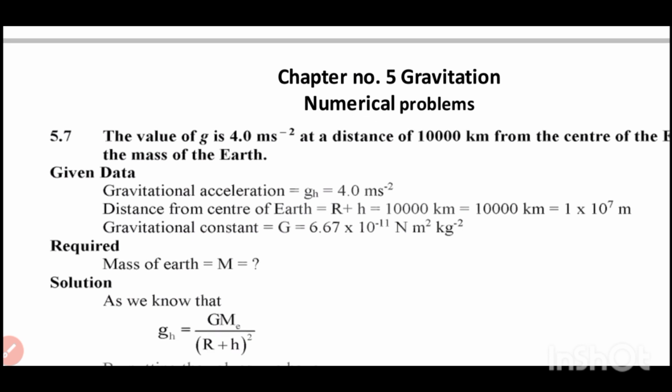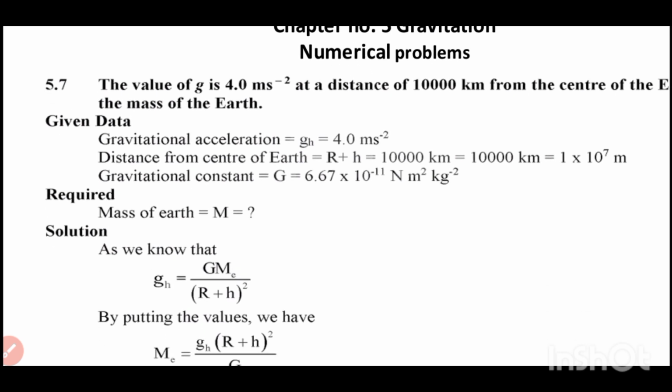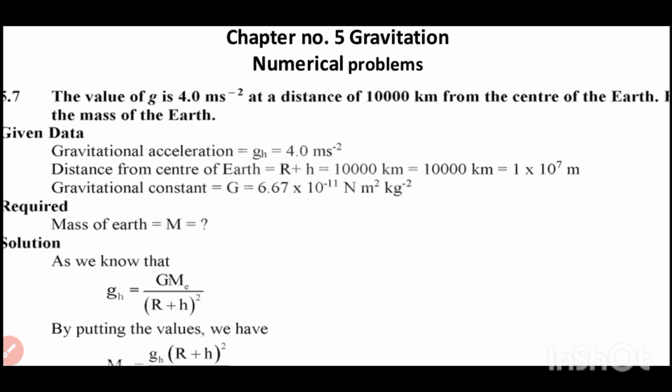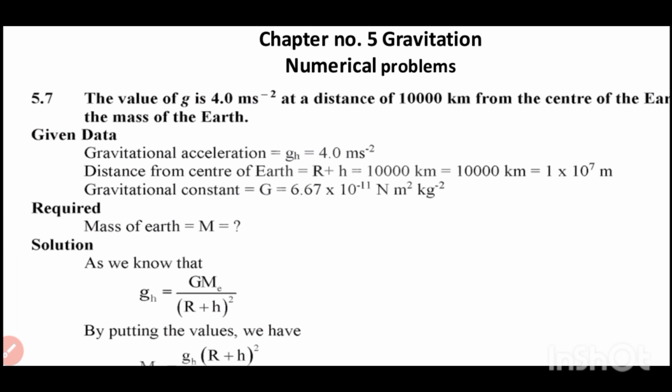So now we discuss numerical 5.7. The value of g is 4 meter per second square at a distance of 10,000 km from the center of earth. Find the mass of the earth. So given data is g_h is equal to 4 meter per second square and distance from the earth is equal to R plus h, that is equal to 10,000 km. R plus h we use because it is the distance from the center of earth. So after converting it into meters, we get 1 multiplied by 10 raised to power 7 meter.